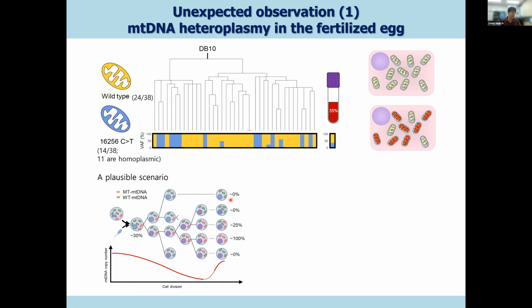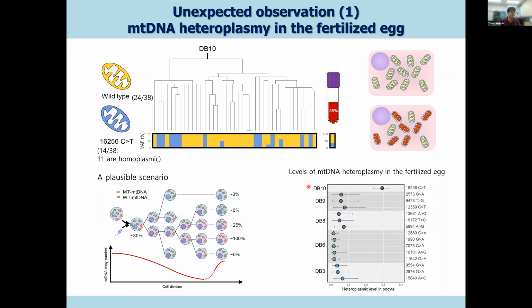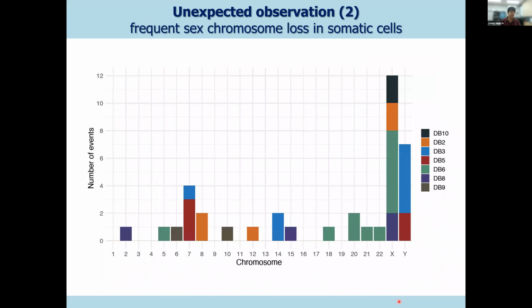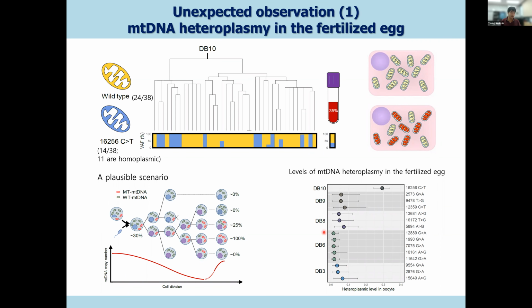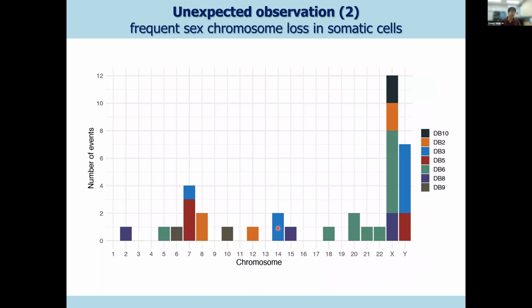And when we estimated the levels of heteroplasmy in the fertilized egg in DB10, we estimate that the mutation was present in around 30% of the fertilized egg. And in the other individuals, although the levels are much lower, we found a similar conclusion. So all the fertilized eggs carried some levels of mitochondrial heteroplasmy.